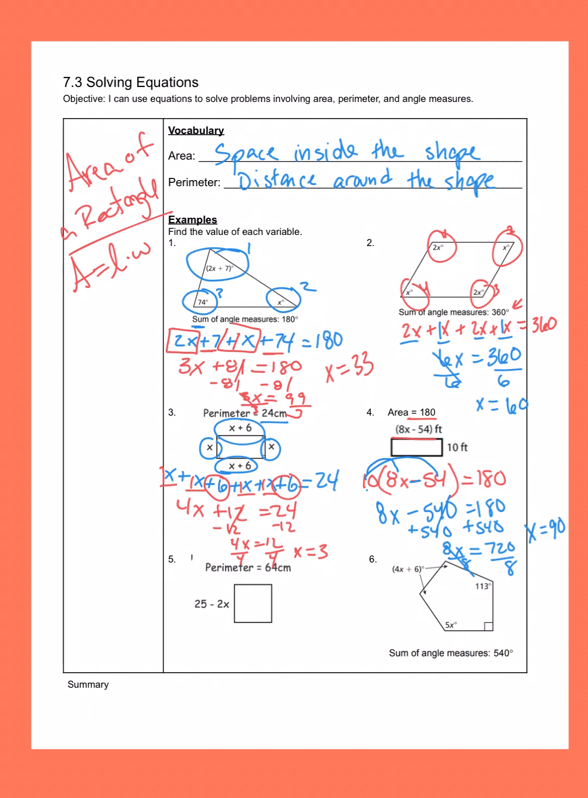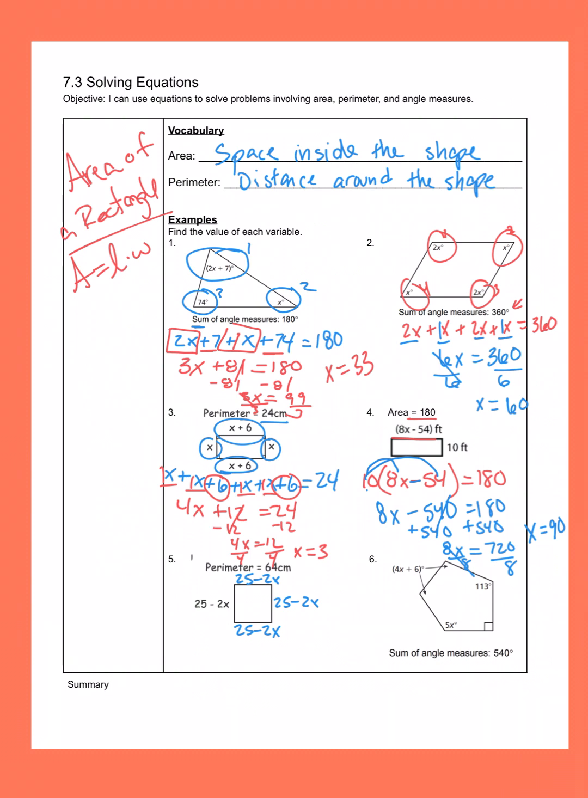Okay, next one is another perimeter. So that means I'm going to add all the way around. But looking at this, I only see one side. But if I really think about what shape this is, a square. And a square means that if one side is 25 minus 2x, they all have to be 25 minus 2x, because on a square, all sides are the same.